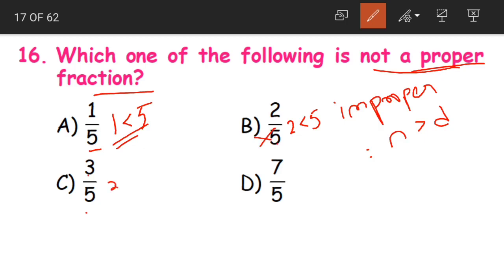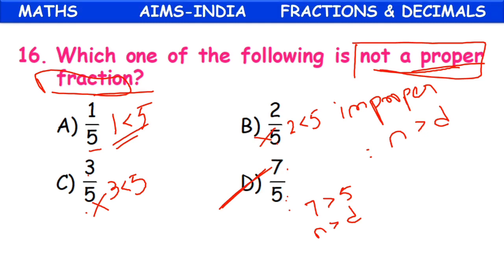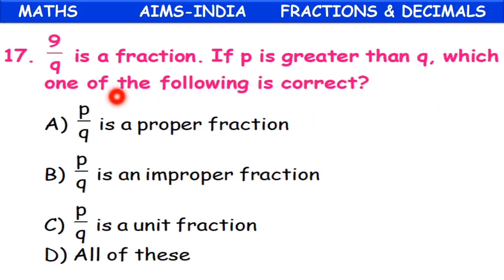Option C, 3 by 5. Again 3 is less than 5. So this is also not a correct answer. Coming to the last one, option D, 7 by 5. 7 is greater than 5. That is, the numerator is greater than the denominator. So it is not a proper fraction. And option D becomes our correct answer. Yes children, understood?